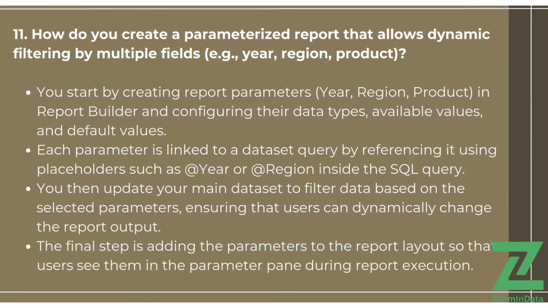You start by creating report parameters, year, region, product, in Report Builder and configuring their data types, available values, and default values. Each parameter is linked to a dataset query by referencing it using placeholders such as @year or @region inside the SQL query. You then update your main dataset to filter data based on the selected parameters, ensuring that users can dynamically change the report output. The final step is adding the parameters to the report layout so that users see them in the parameter pane during report execution.